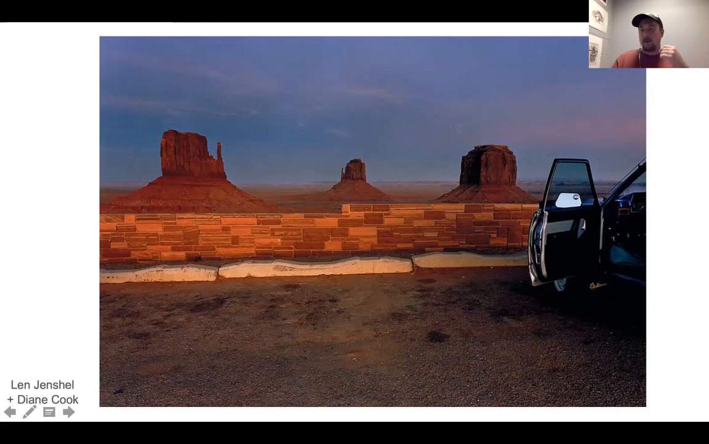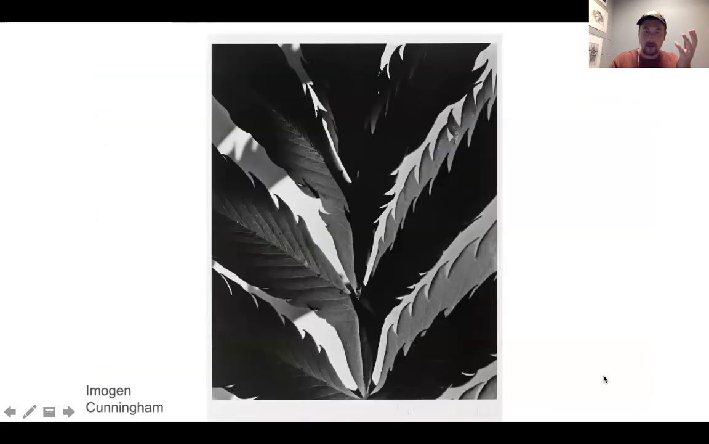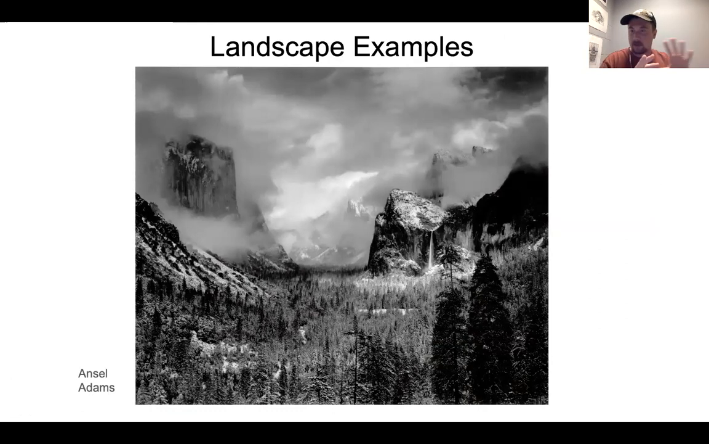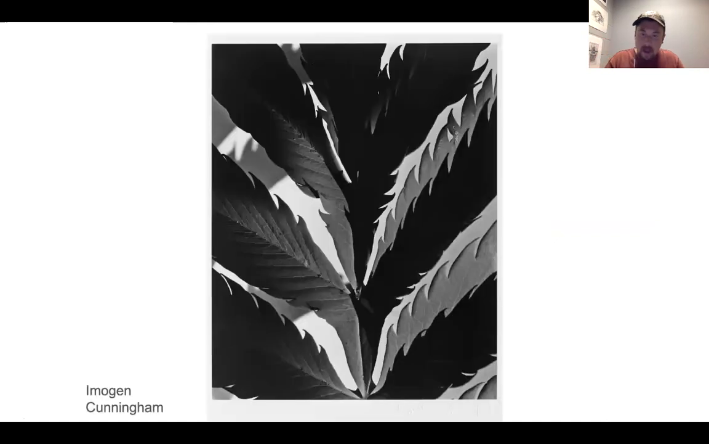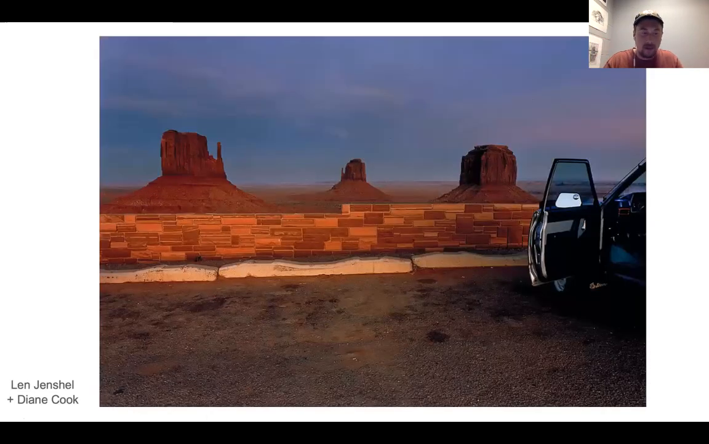So what I would urge you to do is, we all pre-visualize this idea of what a landscape is, Ansel Adams, right? Or we have an idea of what a picture of a flower is, what a picture of a mountain or a vista looks like. We have all these preconceptions. Break that up. And I think that's what's happening here with the Len Gensel and Diane Cook image. Monument Valley has been photographed, filmed so many different times, and they're adding a new interpretation of it. Not the same old trope that's been utilized over and over.